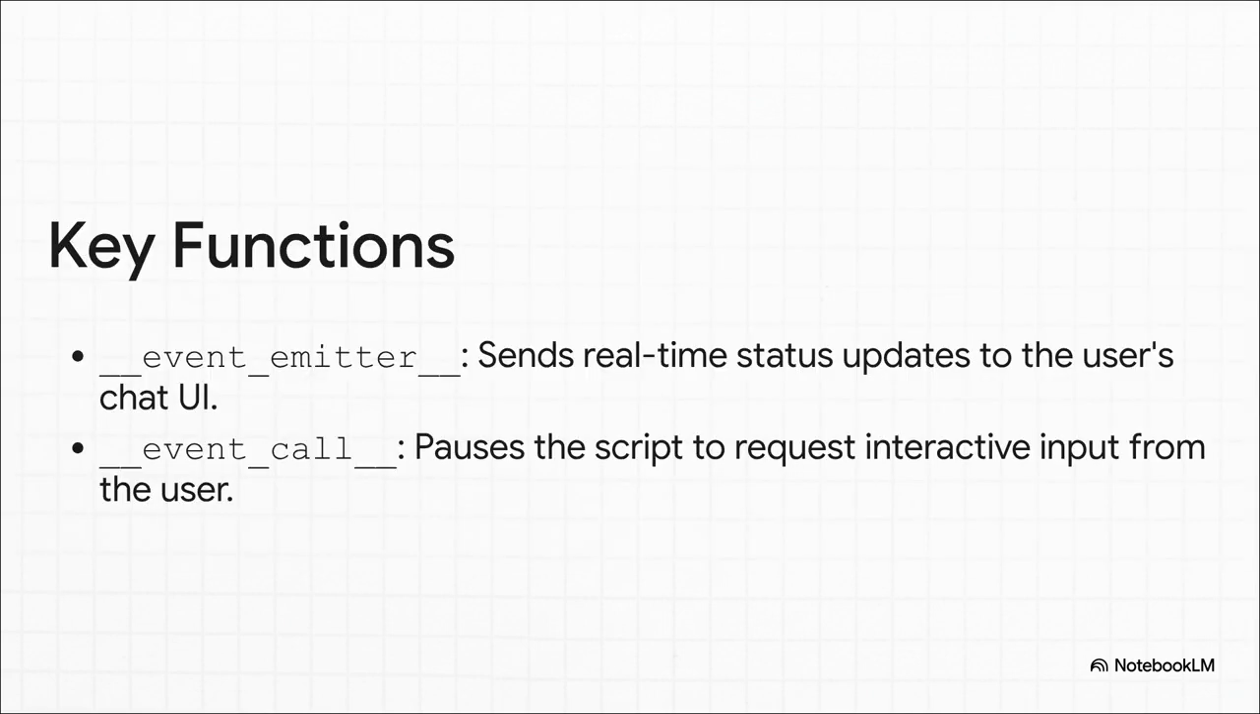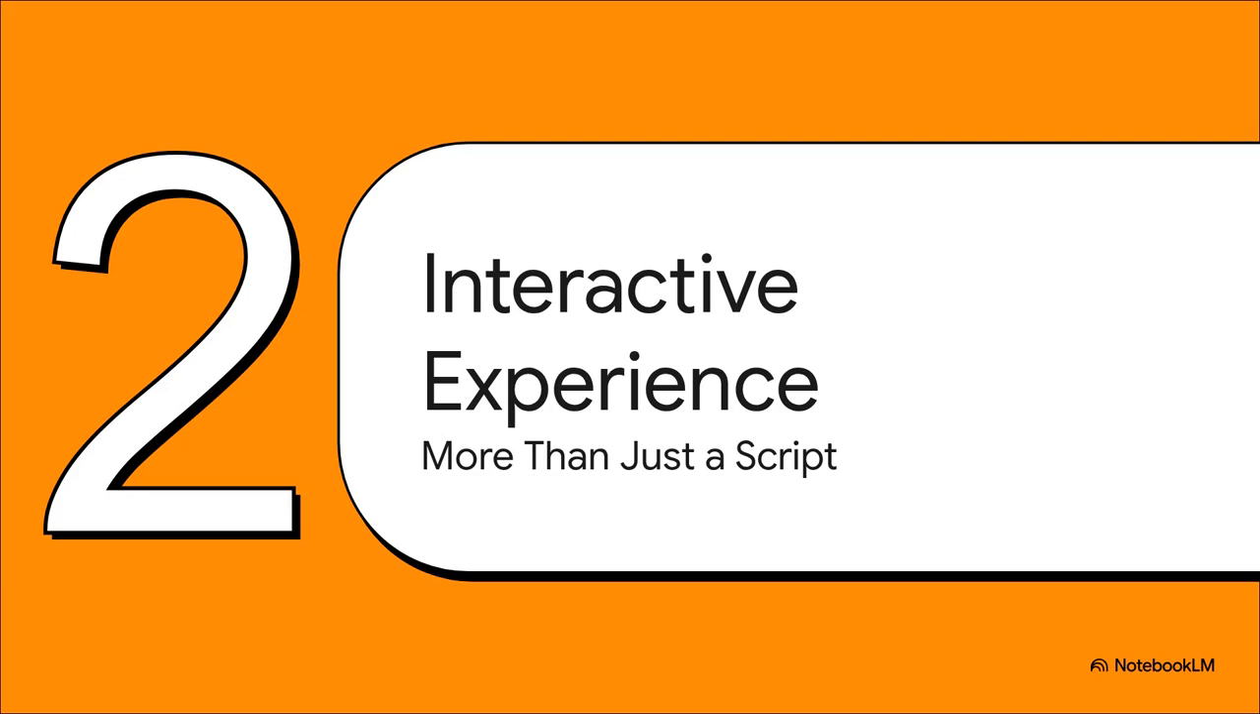Now, the secret sauce here are these 2 special functions that OpenWebUI provides. The first one, Event Emitter, is kind of like a live progress bar. It sends messages back to the user like, "Okay, working on creating your ticket." But the event call function, whoa, this is the really cool one. It literally pauses the script and asks the user a question. It opens up a real conversation. And that brings us to our next section, the interactive experience.